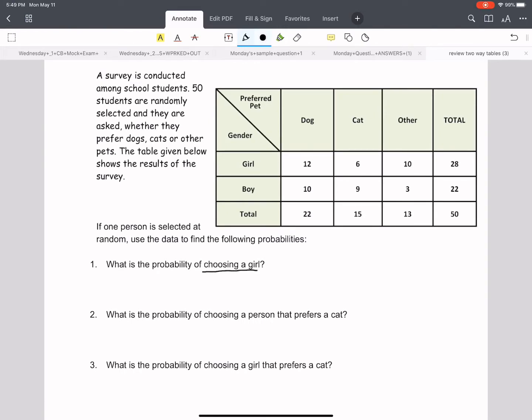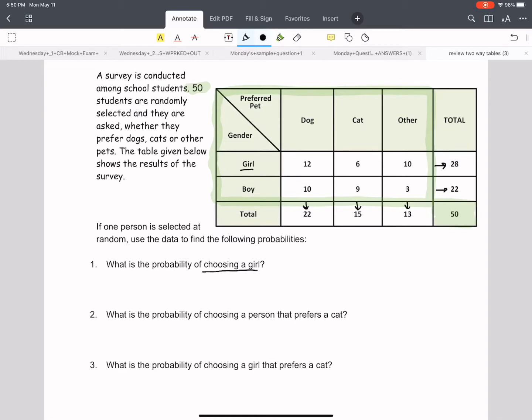Notice that's all they said, a girl. And you're looking at this table, and the table has the totals as you see on the bottom. So really this is the main part of the information, right? And the totals will help us. This is the total of all the people that were questioned. There's 50 total people questioned. And the little mini totals on the side, the 28, that's the total of all the girls. This is the total of all the boys. Down here, this is the total of all the other pets. This is the cats and the total of people who picked a dog. Okay, so those are the totals.